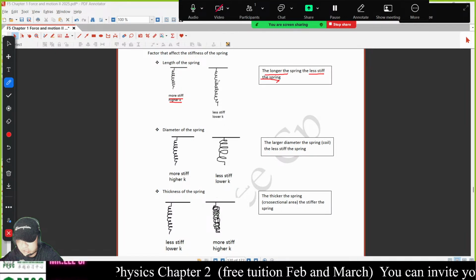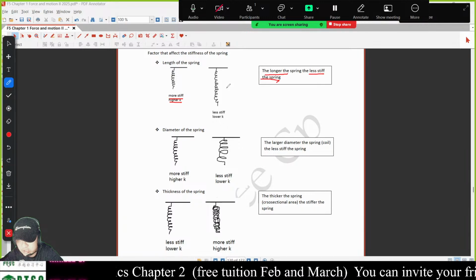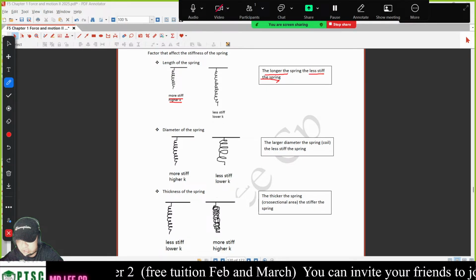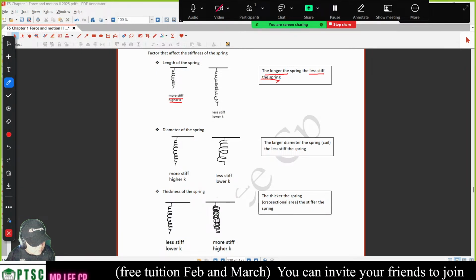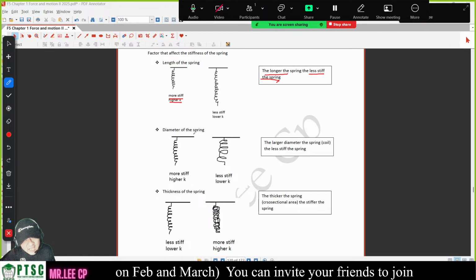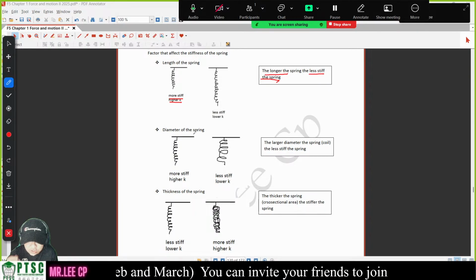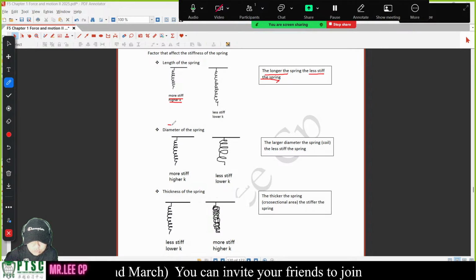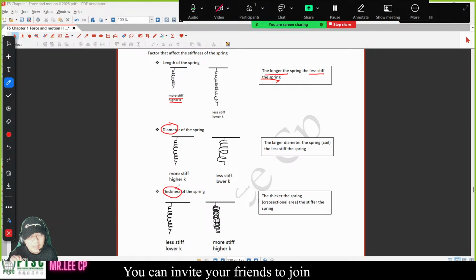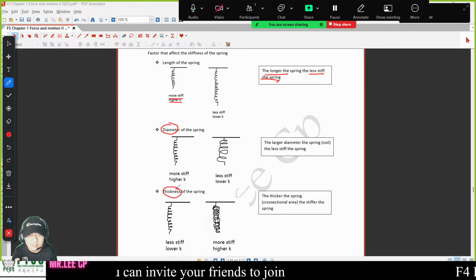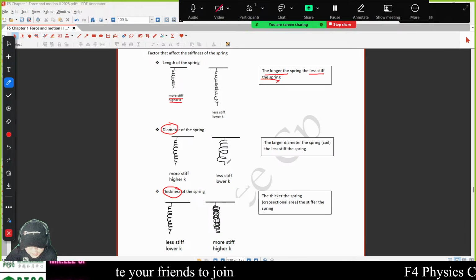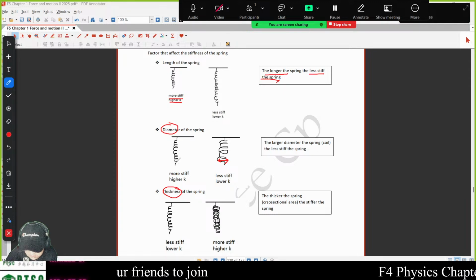Meaning that if your spring is long, easy to pull, right? Easy for it to pull. Now the second one is diameter of the spring. Now this diameter you have to be very careful. So this is the diameter. This one also sometimes they will write it as diameter. I purposely don't want to write it as diameter because I'm afraid you will be confused. Okay, so diameter of the spring means diameter of the coil, right?